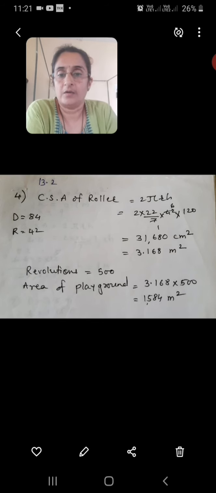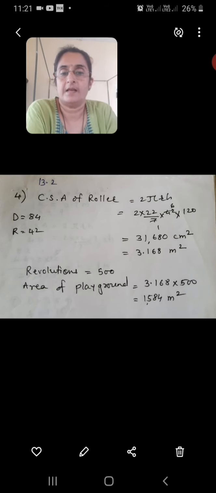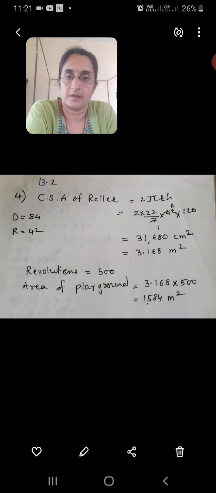Fine. So to find the curved surface area of the roller, we are going to use the formula 2 pi r h. R is not given, but diameter is given. Diameter is 84 centimeter. Half of that will be the radius, that is 42 centimeter. Now that 42 we are going to use in the formula. So 2 into 22 upon 7, r is 42 and height is given, that is 120 centimeter. Using that, we'll get 31,680 centimeter square as the total curved surface area of that roller. Now if you convert it into meter square, that will be 3.168 meter square.